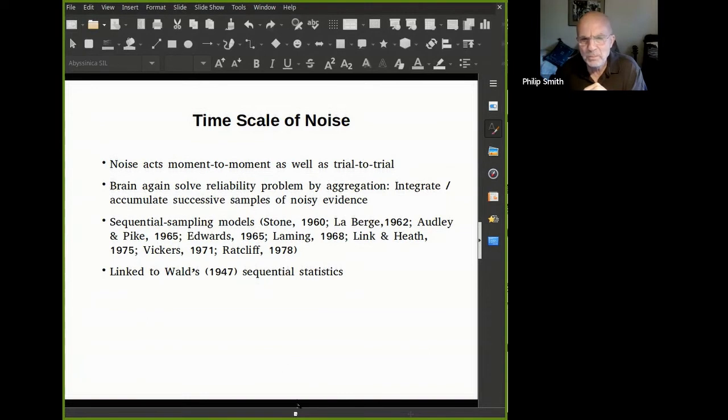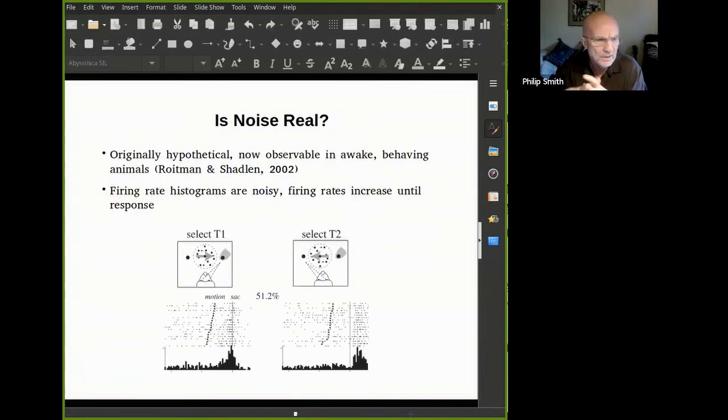Now, at the time people first began to develop these models, the idea of neural noise or cognitive noise was unobserved. There was Hubel and Wiesel, of course, but basically it was a construct that was invoked, a hypothetical construct, to explain why people are variable.